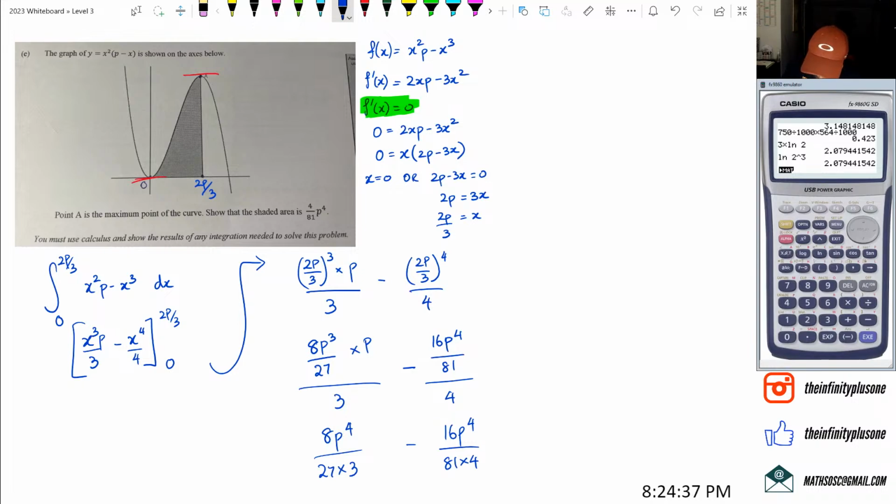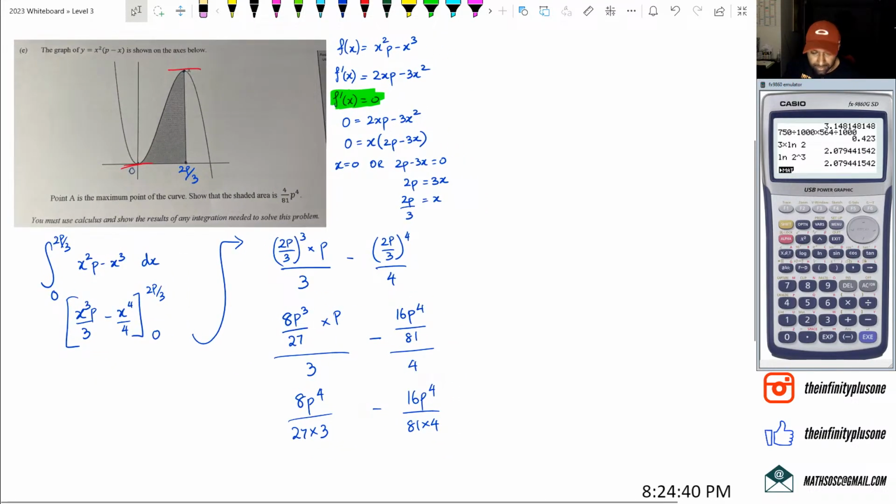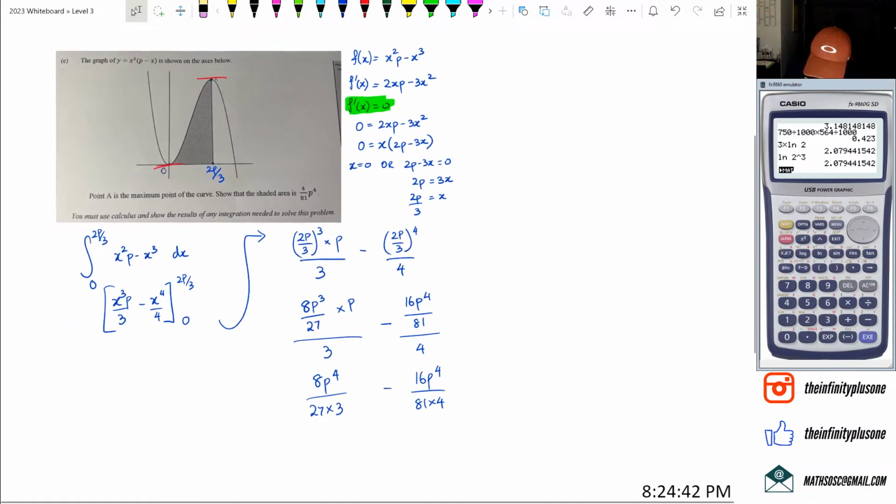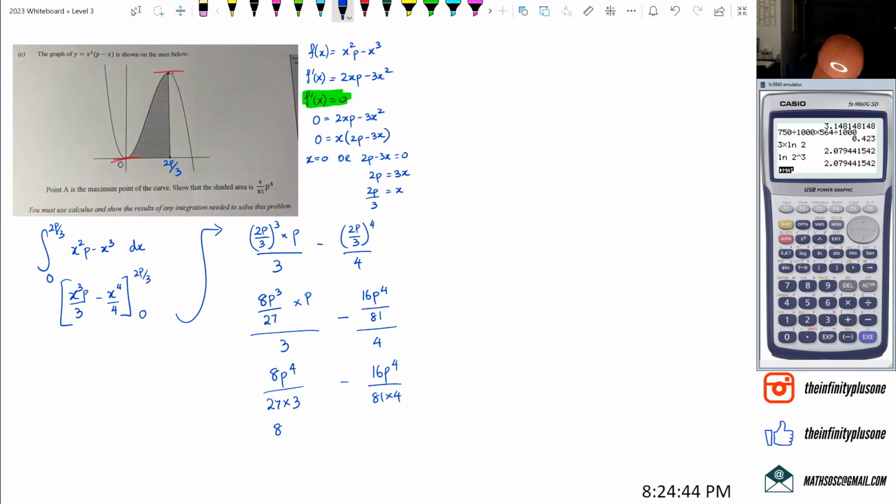And the next step is, of course, I need to have the denominators as the same. So I've got 8p4 over 81 minus 16p4 over 81 times 4. Now I'm not really going to do that 81 times 4, partially because it doesn't really matter. I'm just going to leave it there, because what I am going to do is multiply this 81 by 4 and also the numerator with a 4.